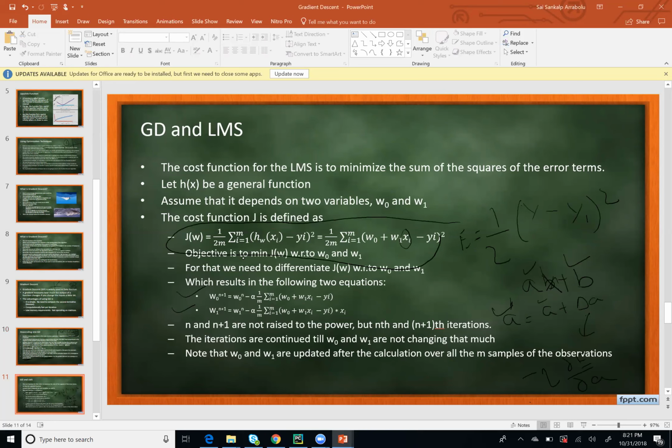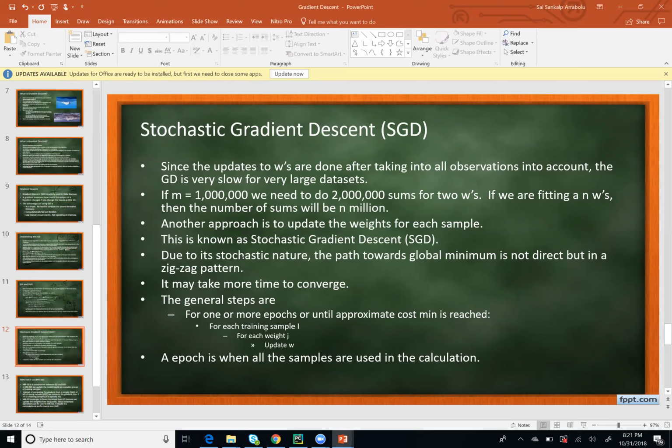In case of linear regression, we'll get the optimal a, and so if you have ax plus b, if this is what you're trying to predict, you will get optimal a and b. In case of neural networks, we get optimal weights. So note that W0 and W1 are updated for calculation over m samples. So we actually take it over different samples and then we do it.